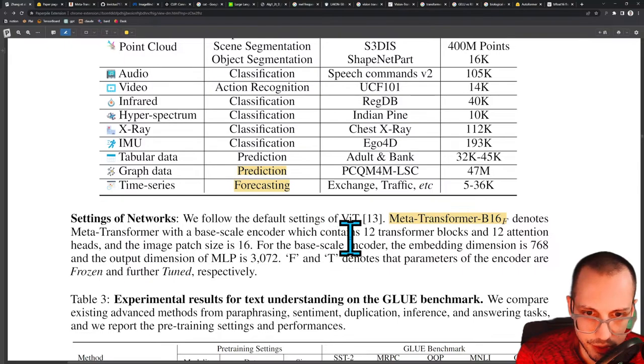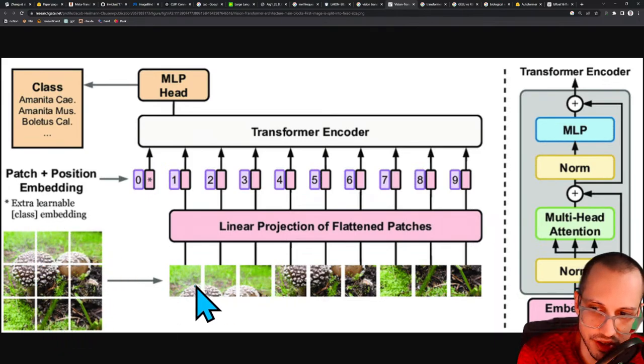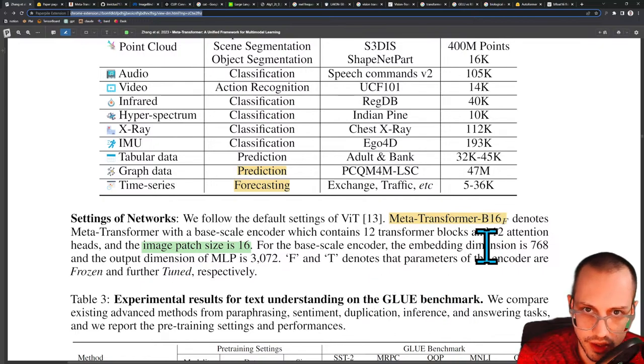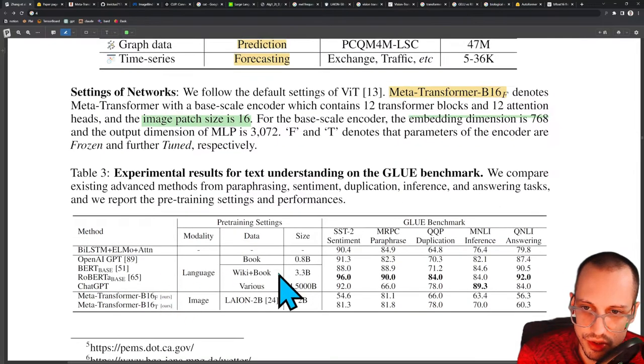With a base scale encoder, which contains 12 transformer blocks, 12 attention heads, and the image patch size is 16. So this is the number of patches that they're breaking down here. So here this would be 9 patches, but they're using 16 patches. The embedding dimension is 768, so that's the D that they're basically encoding everything into, and the output dimension is 3072 for this MLP. F and T denote that the parameters of the encoder are frozen and tuned.